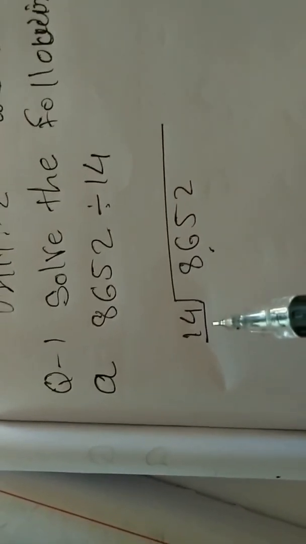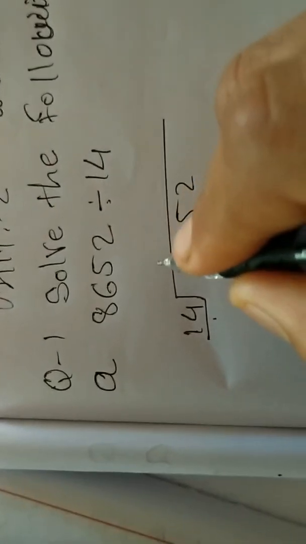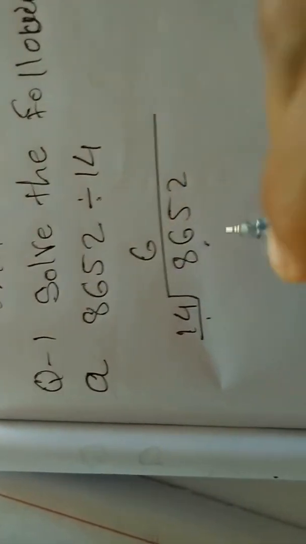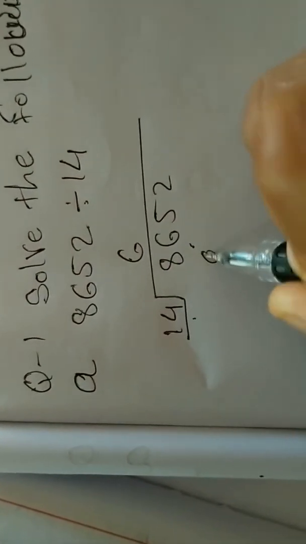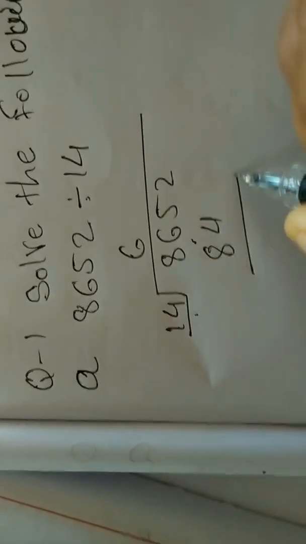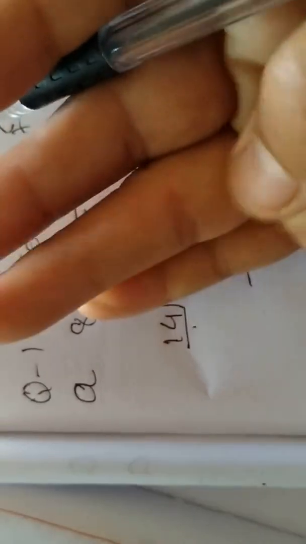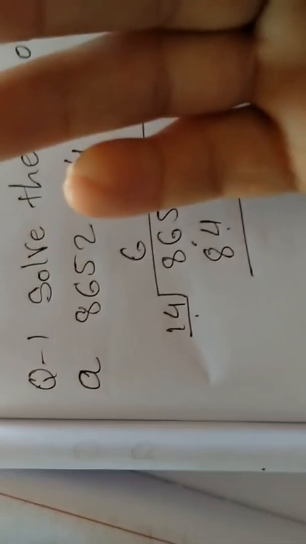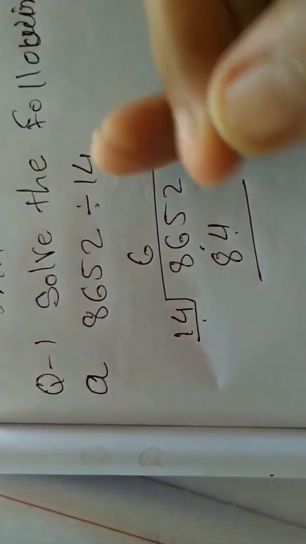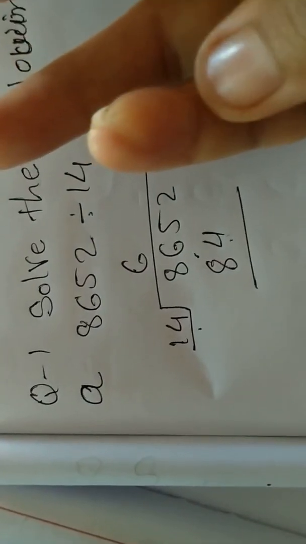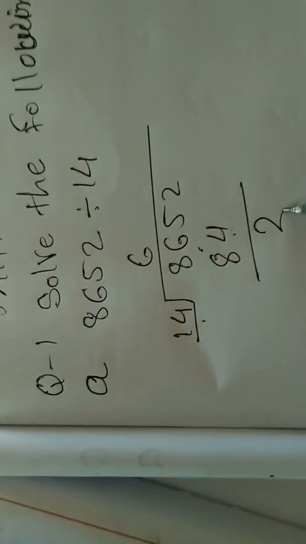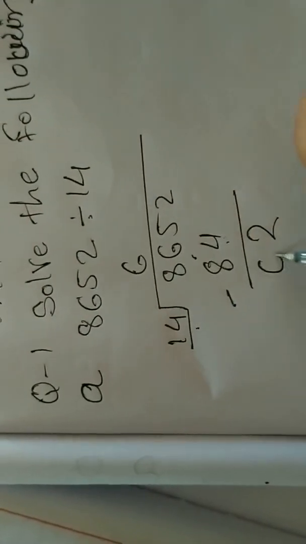14 sixes are 84. 6 minus 4, 6 on your finger. 1 2 3 4 5 6. Cut 4, 1 2 3 and 4. So remaining numbers are 1 and 2. So we have to write here 2. 8 minus 8, 0 is there.